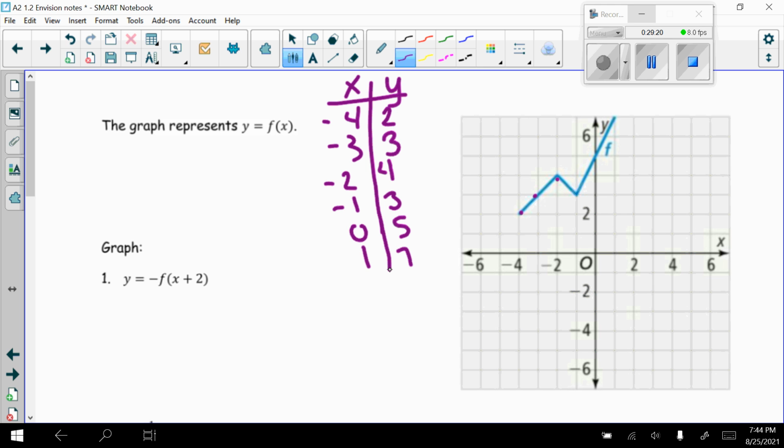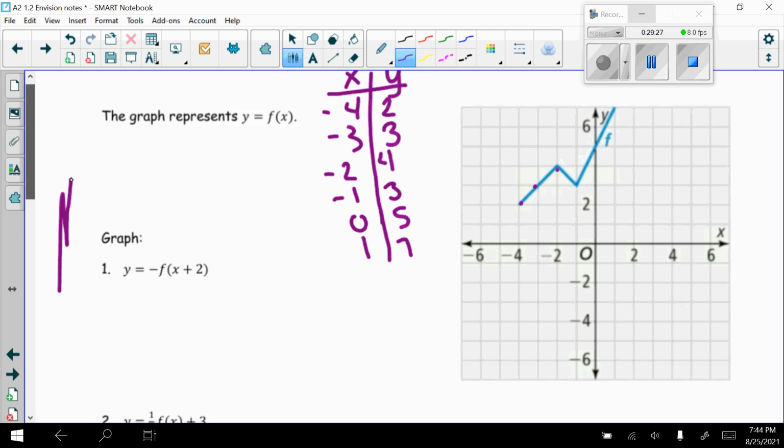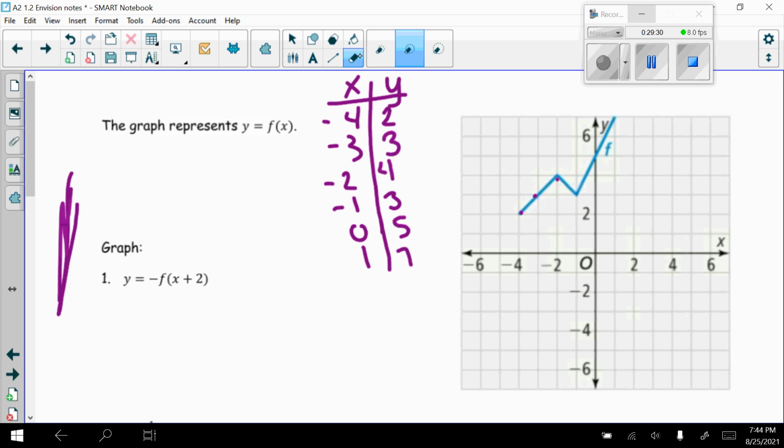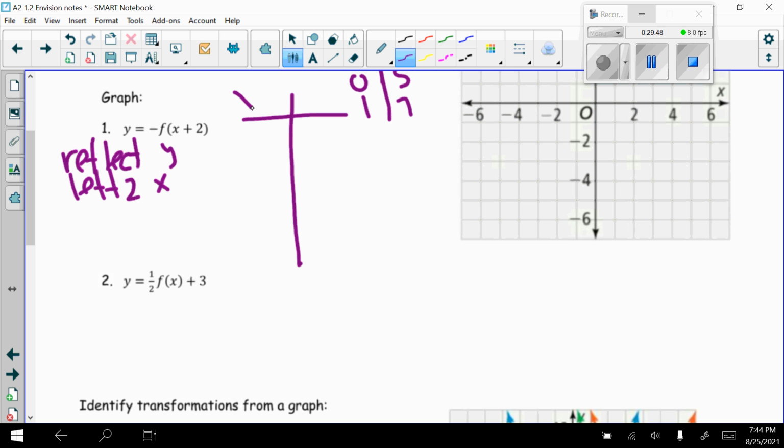So now it says graph y equals -f of x plus 2. So what do we have? The negative tells me I have a reflection. And inside parentheses tells me I go left 2. So this is an x, this is a y. So if I make a new xy table, I'm going to have x minus 2 because it always comes out opposite, and then I'm going to have a negative y.